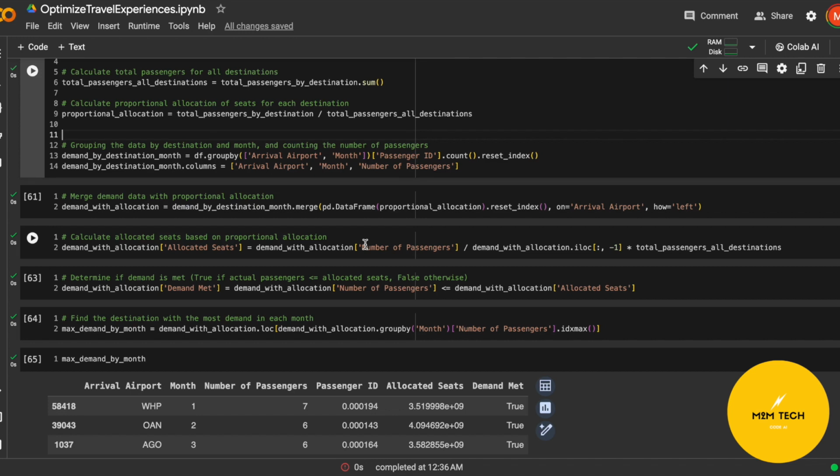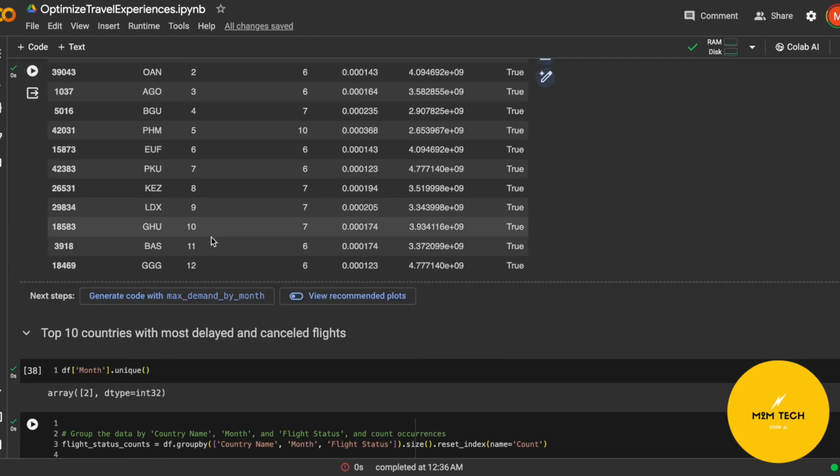The next step was to understand if the demand was met or not. So here I basically see if the actual passengers, how many passengers we have, is less than or equal to the allocated seats for that particular aircraft and in that particular month. Here also I'm not checking all the possible flights, but I'm looking at those destinations which have the most demand each month, and I wanted to see if the airline is able to meet that demand.